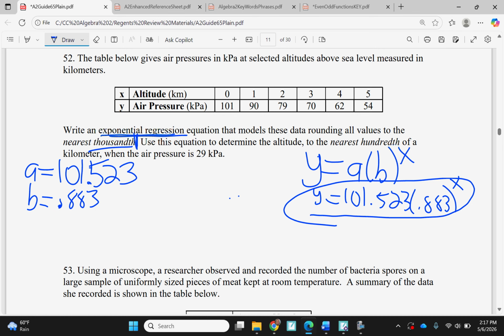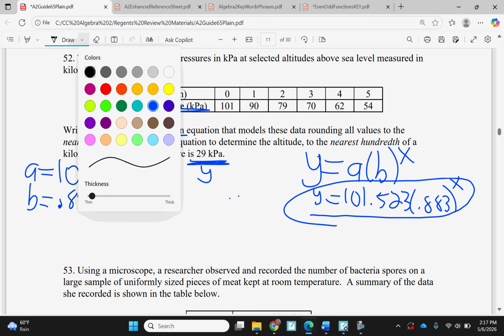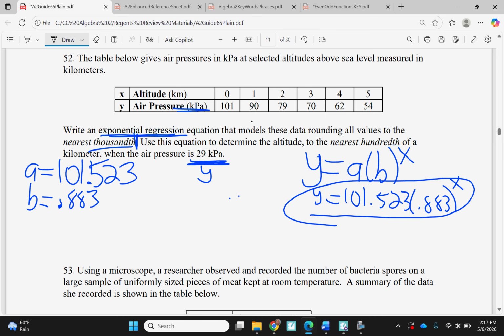Now it's giving me a value, 29 kPa. Well, kPa is y, so that's my y value. So I'm going to substitute 29 in for y. So I have 29 equals 101.523 times 0.883 to the power of x.